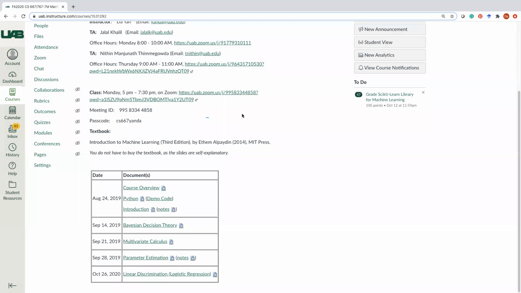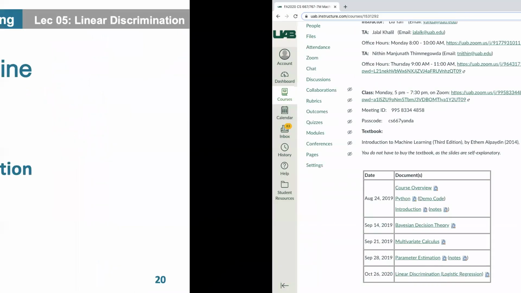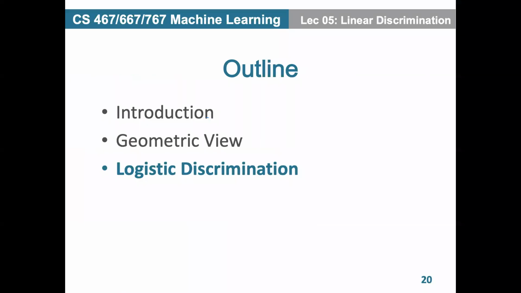Okay, that's pretty much it. I think we should begin. Yeah, let's begin then. I'm not sure whether all students are still here. Just in case some students are not here, we'll describe logistic regression first, and then we continue.